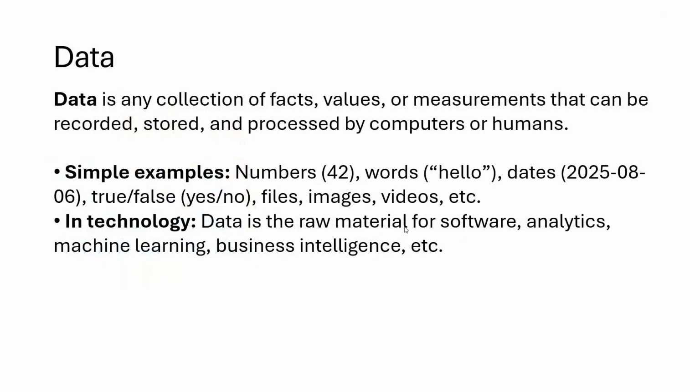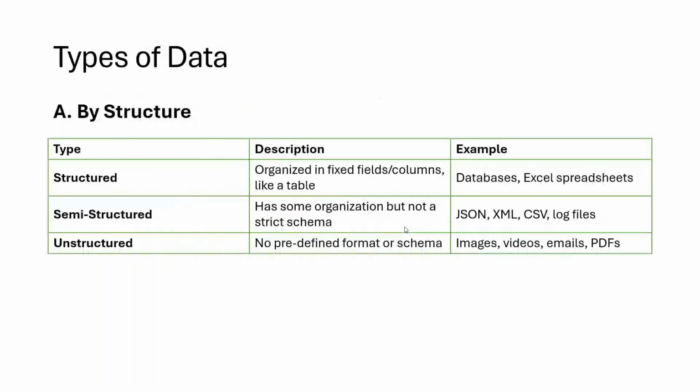So why are we here? We have gathered so we can work with the data. That is important. Data is everything now. So what is data? Anything which you have experienced so far, like numbers, images, documents, videos, files, dates, words, strings, anything which you see in a computing world, that is data. Data is a collection of facts, values, or measurements that can be recorded, stored, and processed by computers or humans. Right.